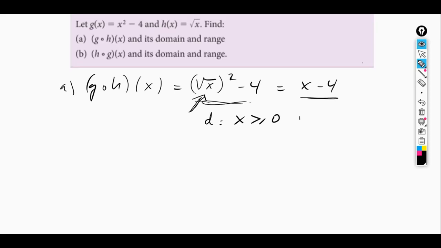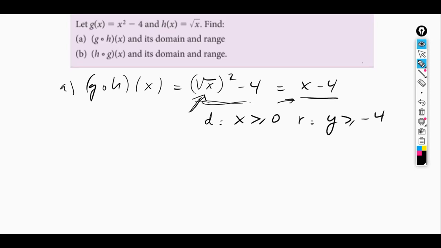Then the range would be the result of plugging in values in this function, you can take this one, for values that are greater than or equal to 0. So notice that the lowest value would be -4, and after that it'll just keep increasing to infinity. Therefore, the range would be y greater than or equal to -4.